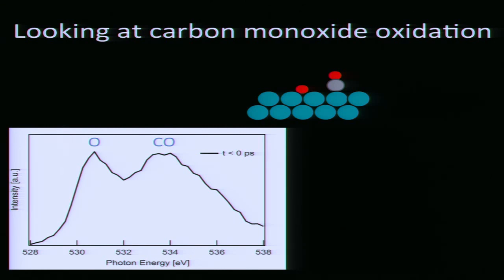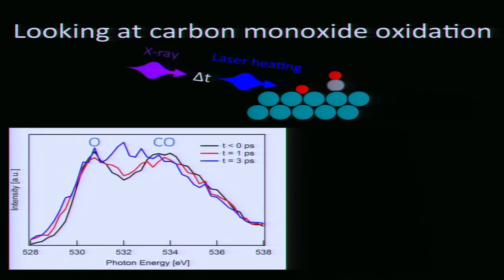This is example data of what we might get. Here, this is the absorption data. We are changing the energy of the X-ray, and we can see clearly a well-defined oxygen and carbon monoxide peak, which is good because we have oxygen and carbon monoxide on our sample. Again, there's no reaction happening right now. This is before we bring the laser in. Then we excite the system and probe it in time, and we can see there are very large structural changes in the spectra.